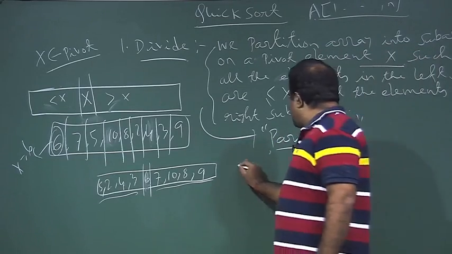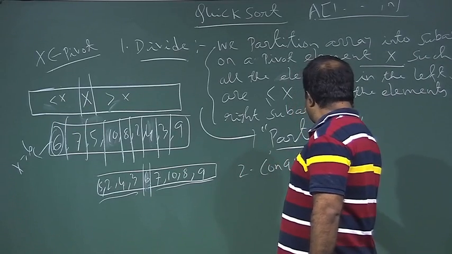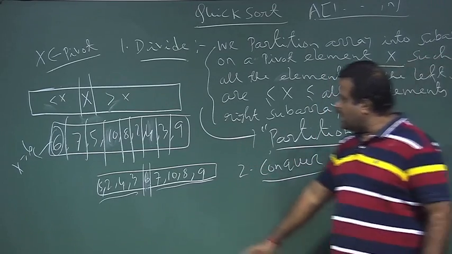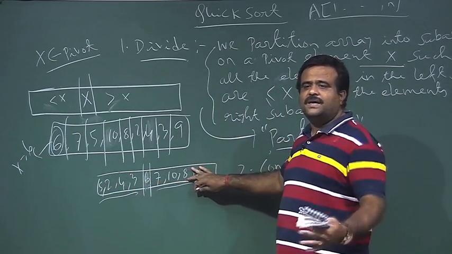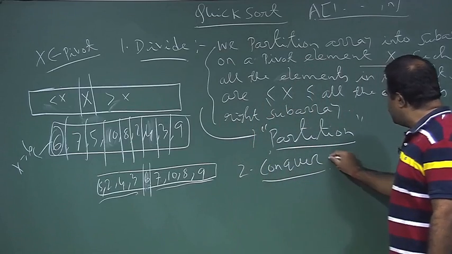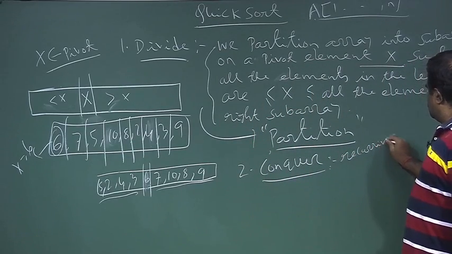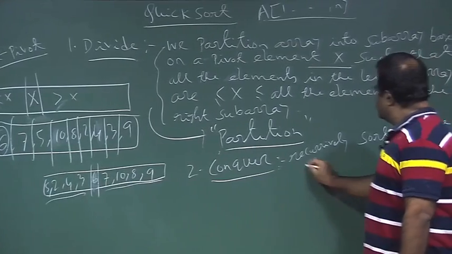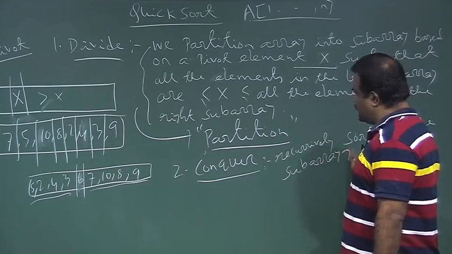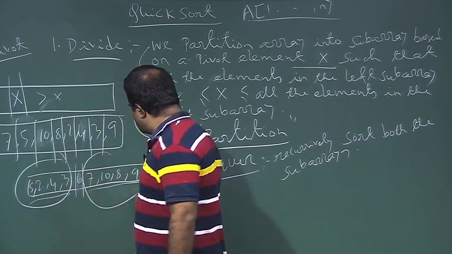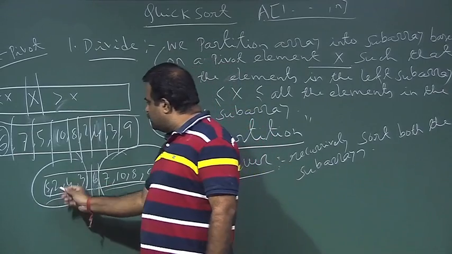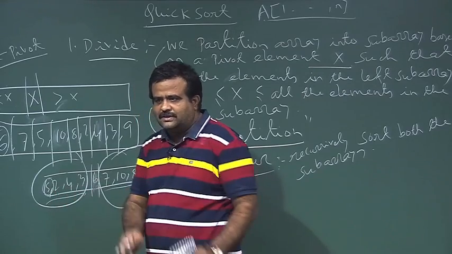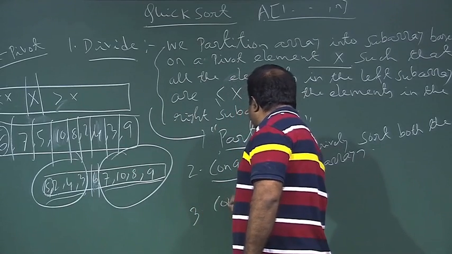Okay. Now, what is the concat step then? Now we have two sub arrays. The concat step is that we have to sort these sub arrays by recursively calling the same QuickSort. So, we recursively sort both the sub arrays. This is the concat step. That means we need to call QuickSort here and QuickSort here. Then in that QuickSort call again we need to choose a pivot. If we choose the first element as a pivot, then again it will partition into sub arrays like this. So, we continue.